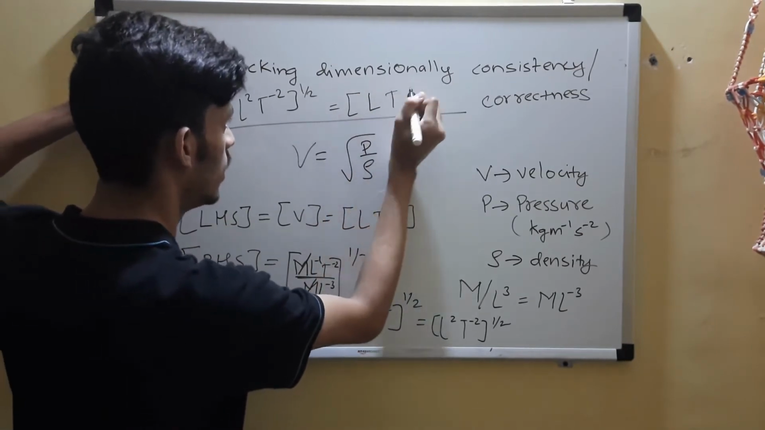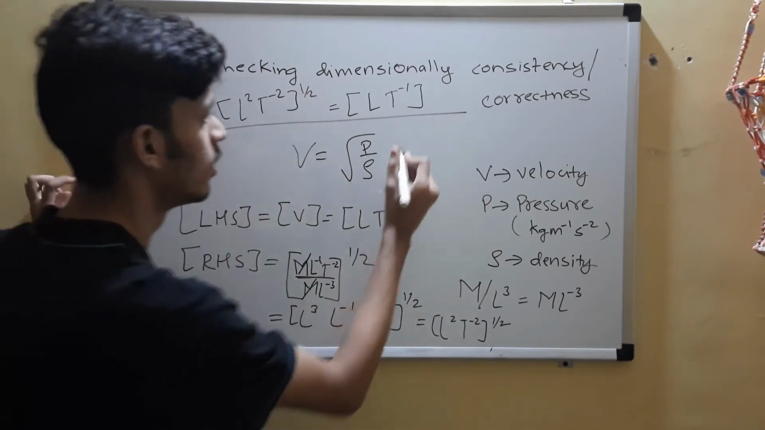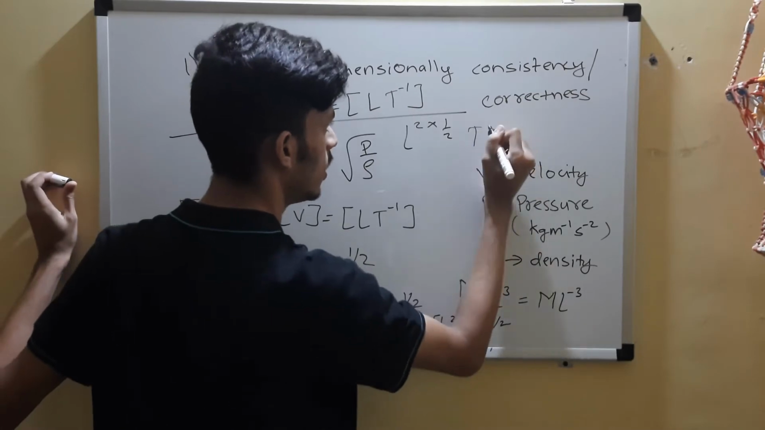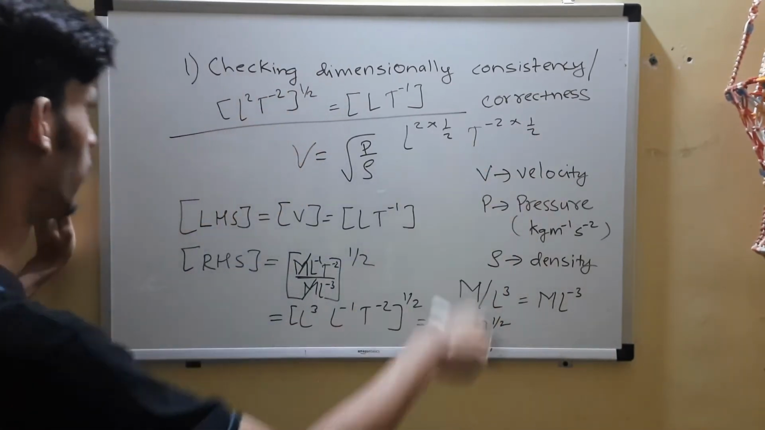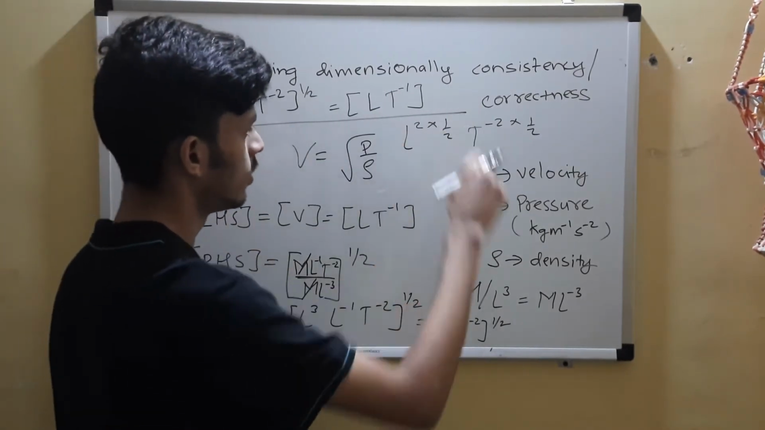L to the power 1 and T to the power minus 1. So you multiplied this half to both the terms. L, you did it this way. If you want to see, T raised to minus 2 into half. Okay, this is the rough work. If you want to see, you took the half in and this is what you get.